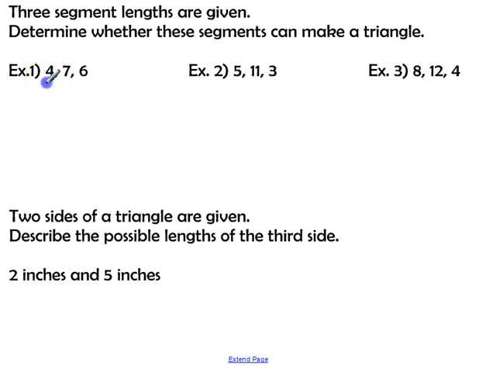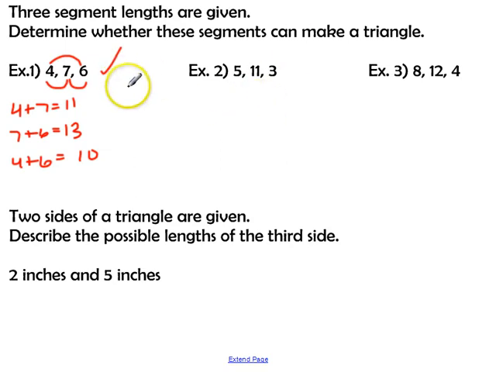So if you test out each combination, 4 plus 7 is equal to 11, which is bigger than 6. And then you test 7 plus 6 is equal to 13, which is bigger than 4. And then lastly, 4 plus 6 is equal to 10, which is bigger than 7. So this one checks out, and we do make a triangle.